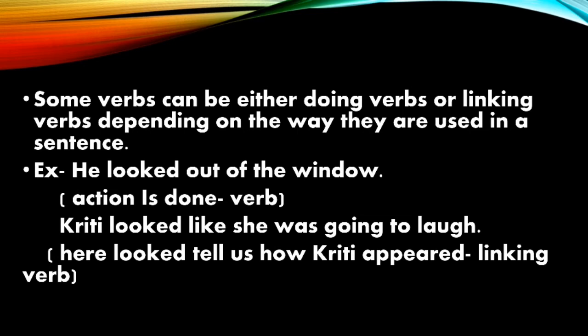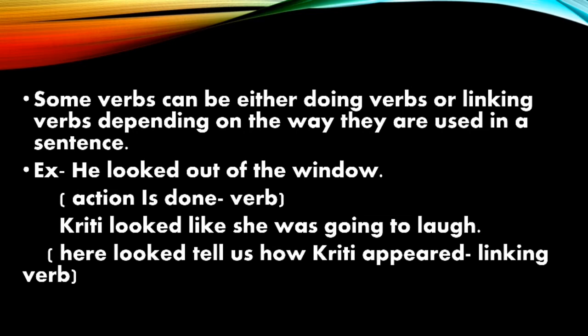So obviously it is clear that action is done here. यहाँ पे action हुआ है ना. He looked out of the window. Okay, so action is performed, right? It's not a linking verb here because action is being done, right? But in the next sentence, just see.